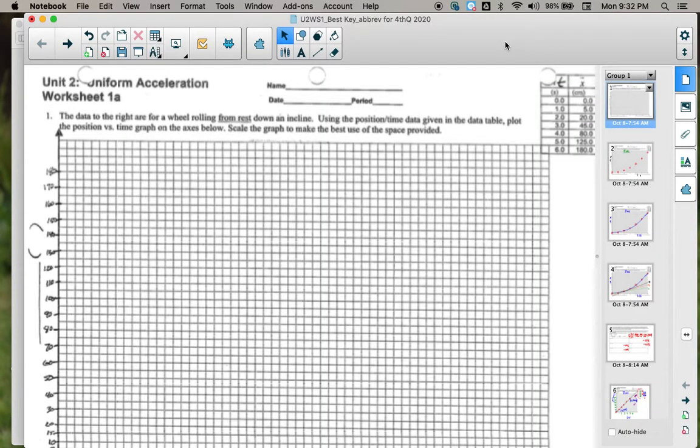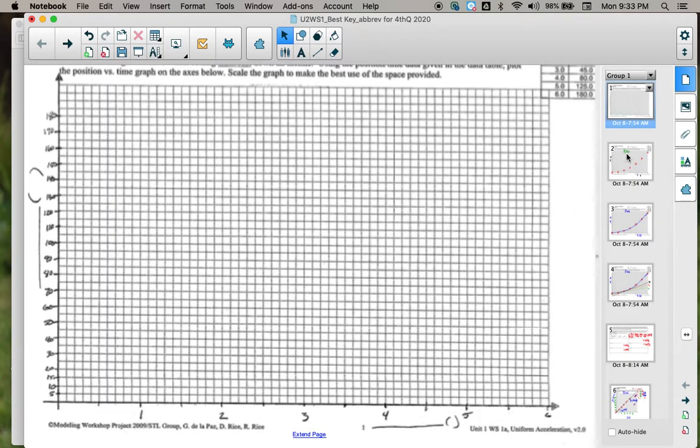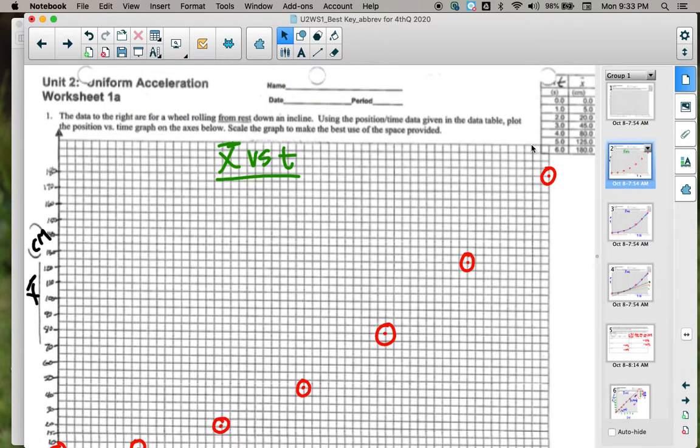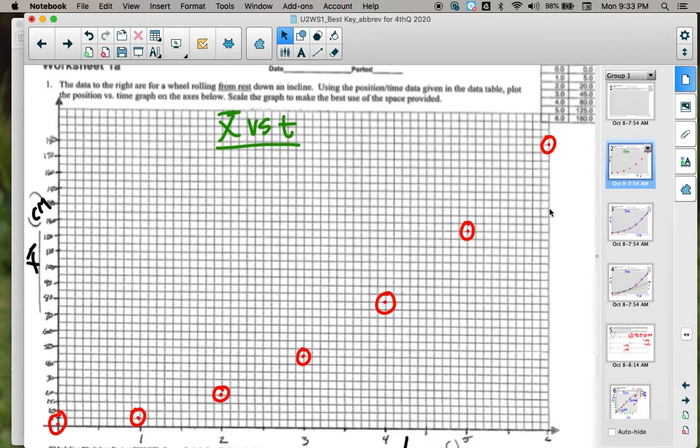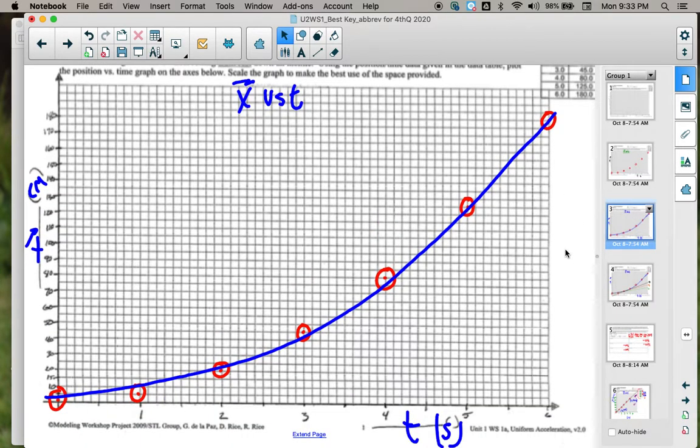Over the weekend, you created a data table, and yesterday you built a position versus time graph for that ball. Now, what I'm showing you is not a position versus time graph for that ball, but a position versus time graph that you saw earlier this year. Earlier this year, we took a look at some fake wheel and axle data, and we plotted the points on a position versus time graph and noticed that the dots did not line up. In fact, we found out the best fit for this set of data was a curve.